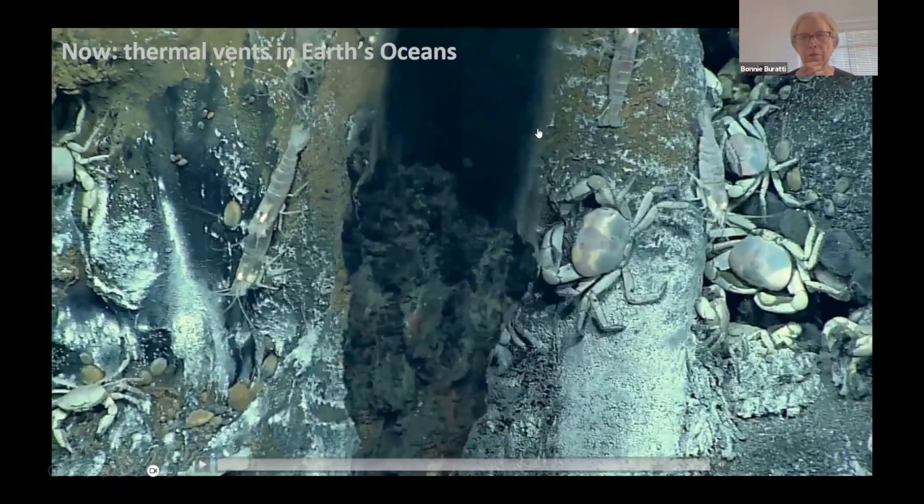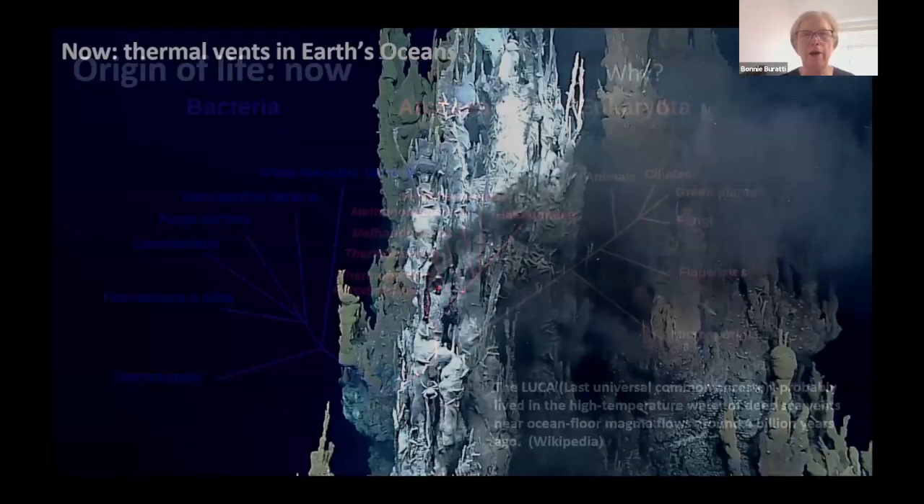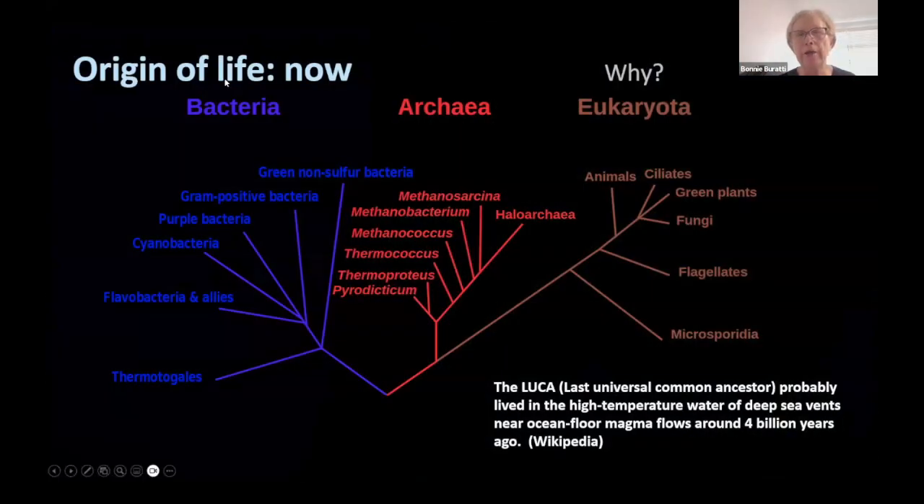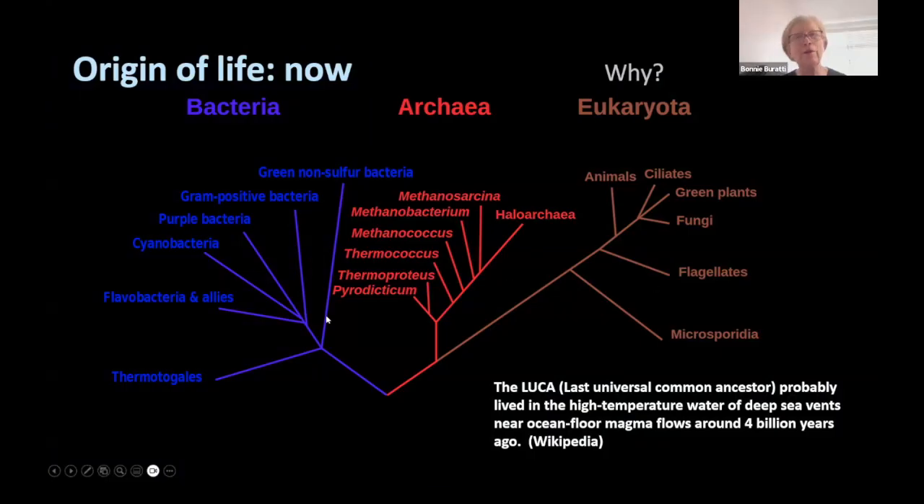Sometimes they're called smokers. And the thing that is so interesting about them, if you look at the tree of life, okay, if you look at the base of it, these primitive bacteria seem to be at the base of the origin of life. This is called, and I'm not a biologist, so I'm just copying this out of Wikipedia: Last universal common ancestor, the LUCA, probably lived in the high temperature water of deep sea vents near ocean floor magma flows about 4 billion years ago. Okay. And from these primitive bacteria, or even pre-bacteria, all the life that we know on Earth arose. So this is kind of what we believe now. I mean, I would say it's a consensus view.